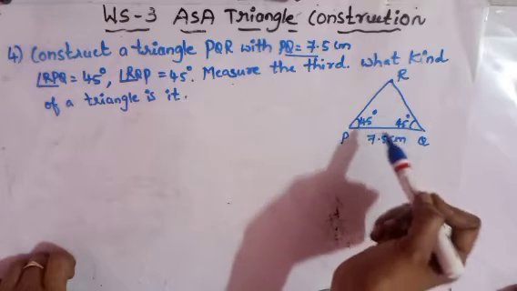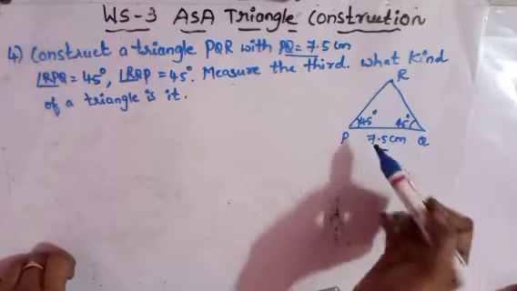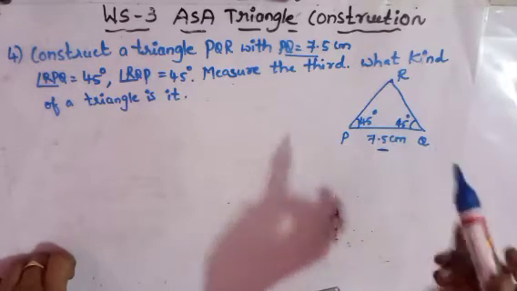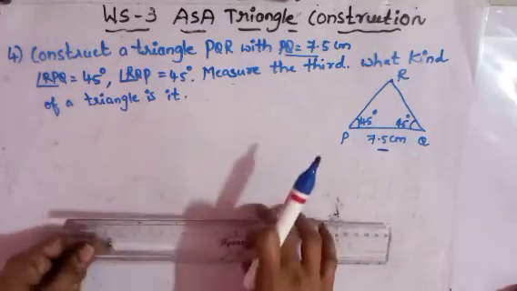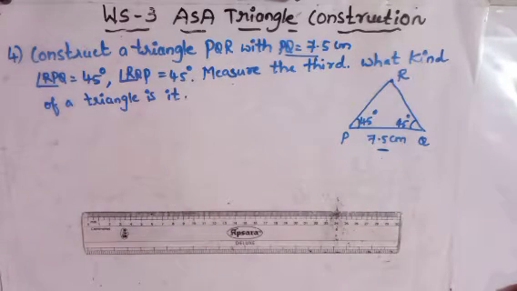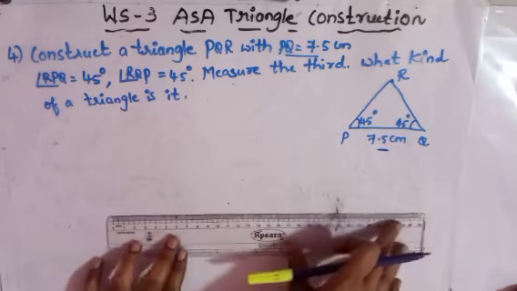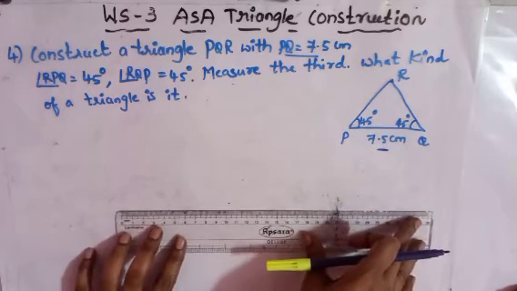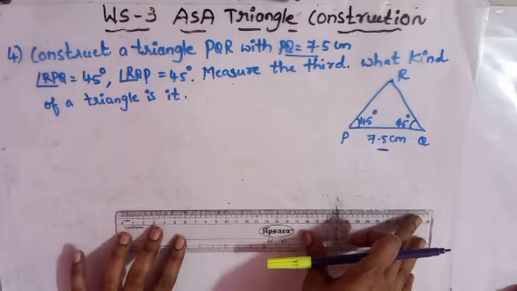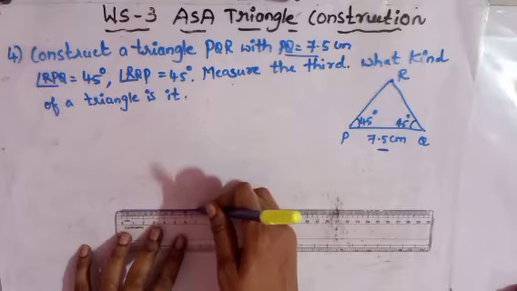To construct a triangle we will need the two base angles and one side. So we have the side and two base angles. So let us do the construction. So let us draw a base. Base PQ is 7.5 centimeter. So let us draw a line segment, PQ is 7.5 centimeter.